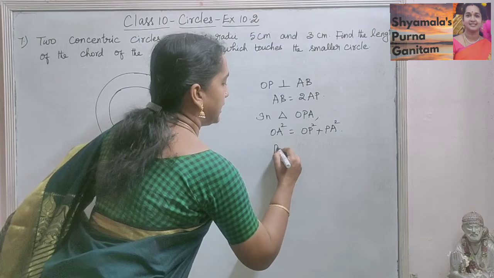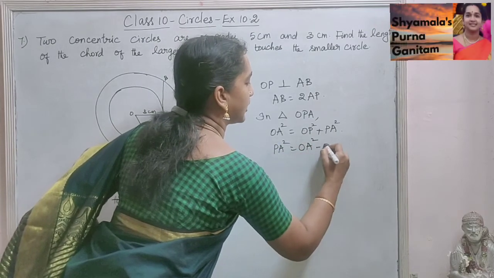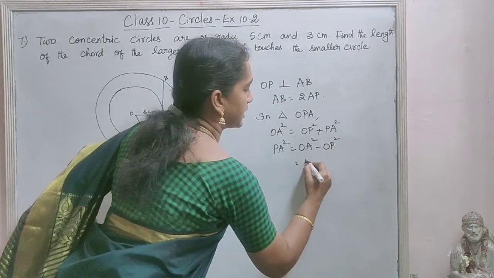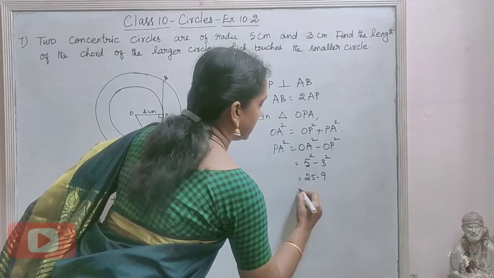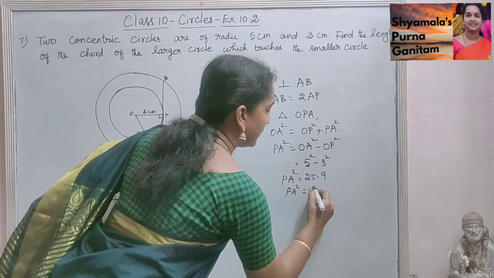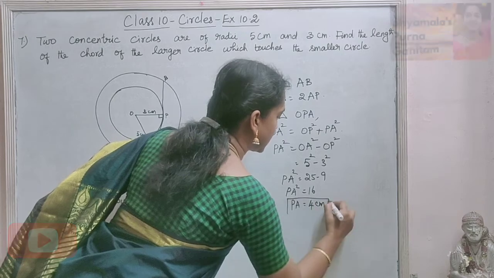So PA squared is equal to OA squared minus OP squared. So that is 5 squared minus 3 squared. So that is 25 minus 9. PA squared is equal to 16 and PA is equal to 4 centimeter. So this is the length of PA.